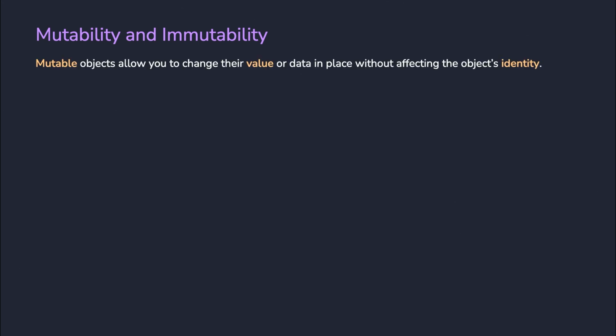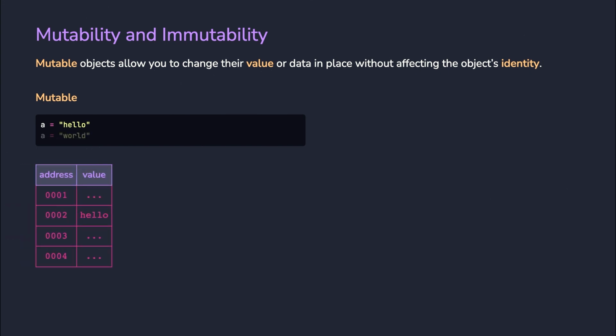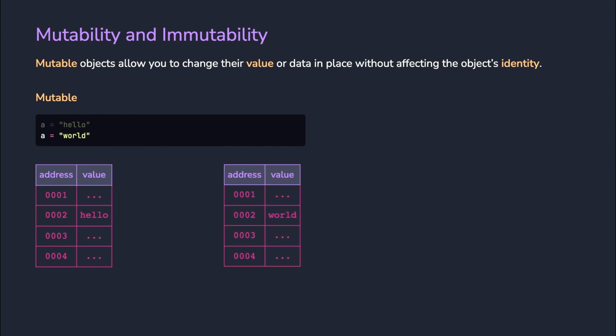Let's talk about mutability and immutability. Objects in Python can be mutable or immutable. Mutable means that their value can change without changing the identity, without changing the position in the physical memory. And immutable are the opposite. Here's a little example. Let's say that strings were mutable. They're not. Here's a little representation of the memory.